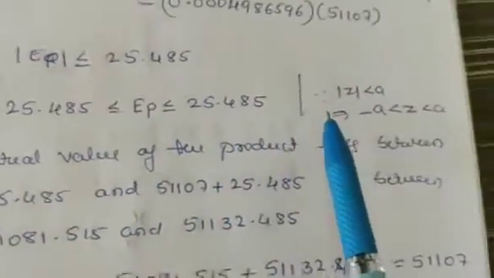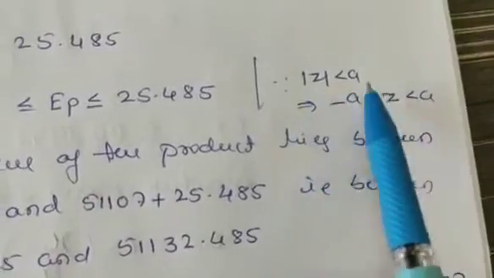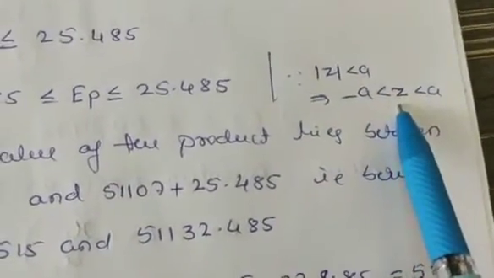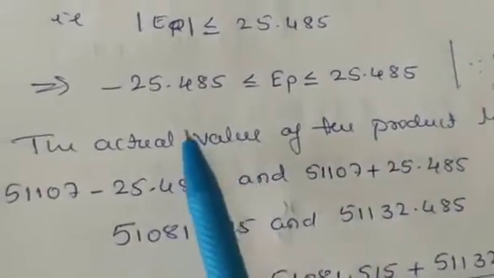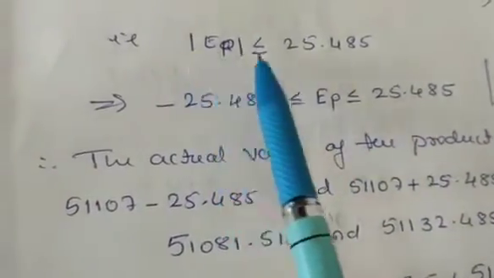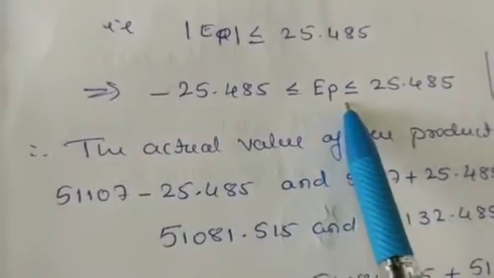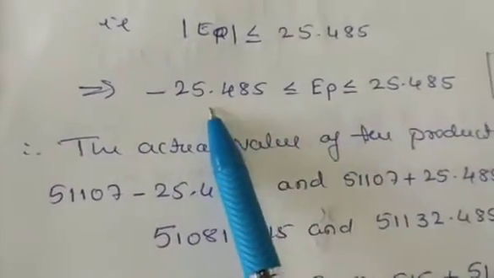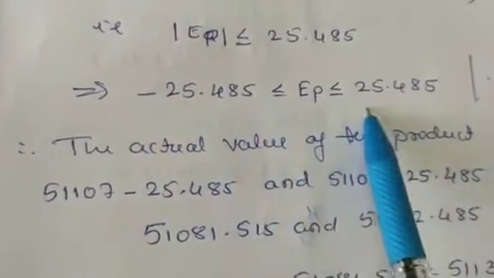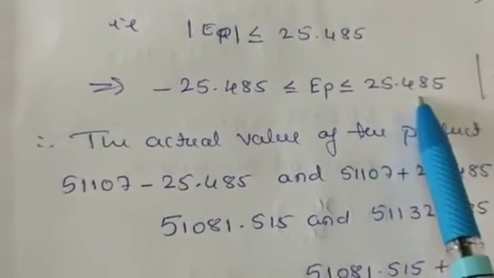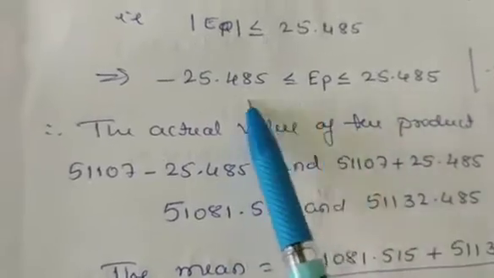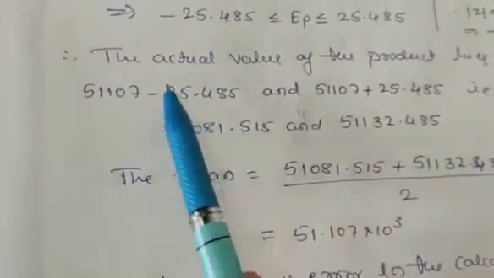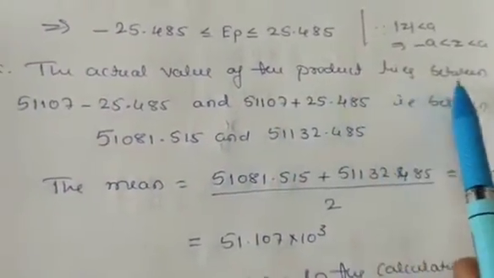So we know that if mod z is less than or equal to a, then this implies z is greater than minus a and less than plus a. If you remove this mod, you will get that the error in the product is greater than or equal to minus 25.485 and less than or equal to 25.485. So the error in the product is between these two numbers. Therefore, the actual value of the product lies between these.